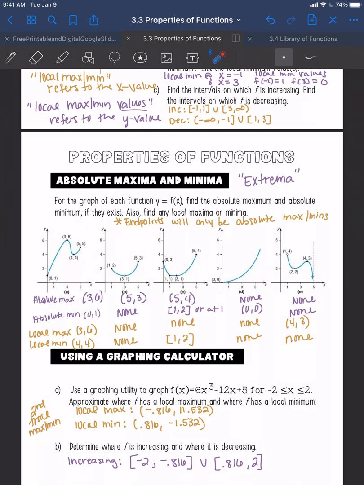So in graph A, my absolute maximum would be (3, 6). My absolute minimum would be (0, 1). My local max is the same as my absolute max, which is (3, 6). My local minimum is (4, 4).